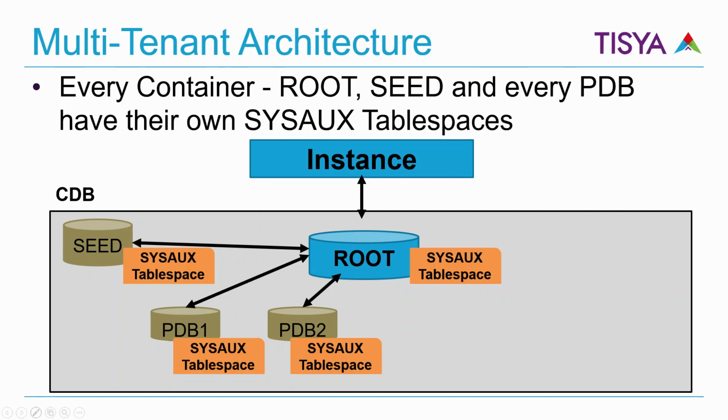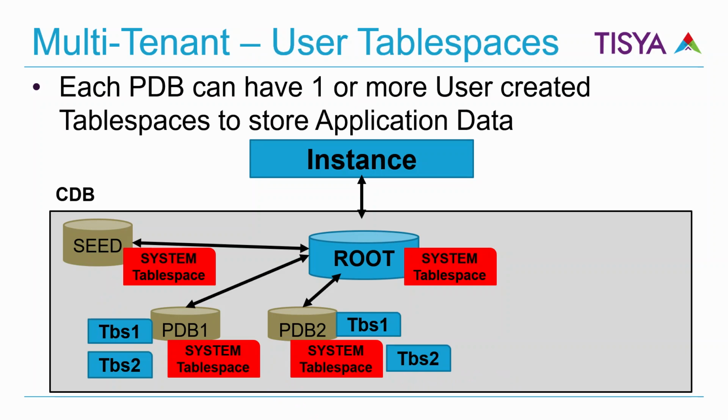Every container, including the PDB, root, as well as the seed, have a sysaux table space to keep track of performance data like AWR that is applicable. And every PDB might have multiple table spaces created. The naming convention has to be unique within a PDB. Another PDB can have the same table space name as another PDB. And this is where the data for your tables are stored. Now that's the table space architecture.